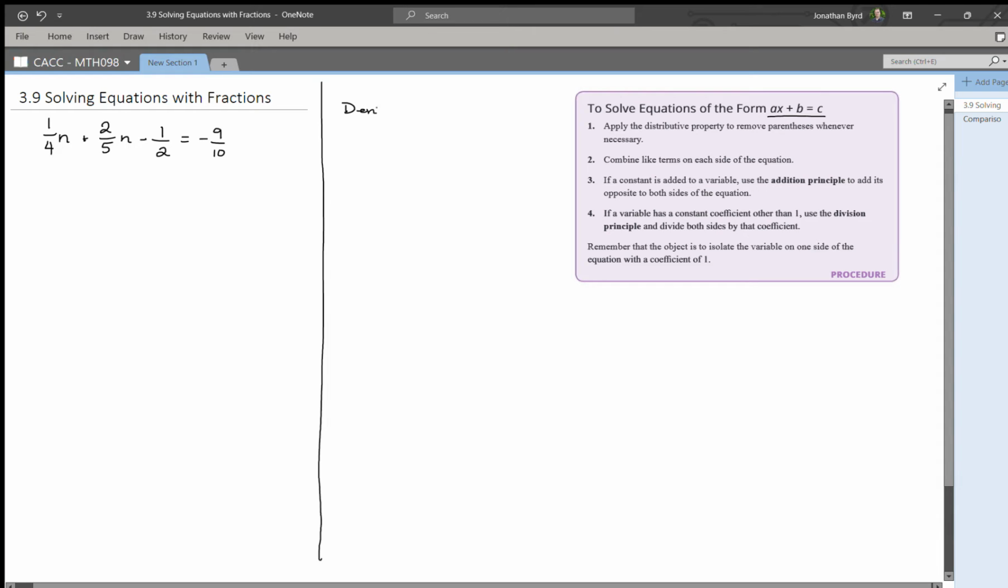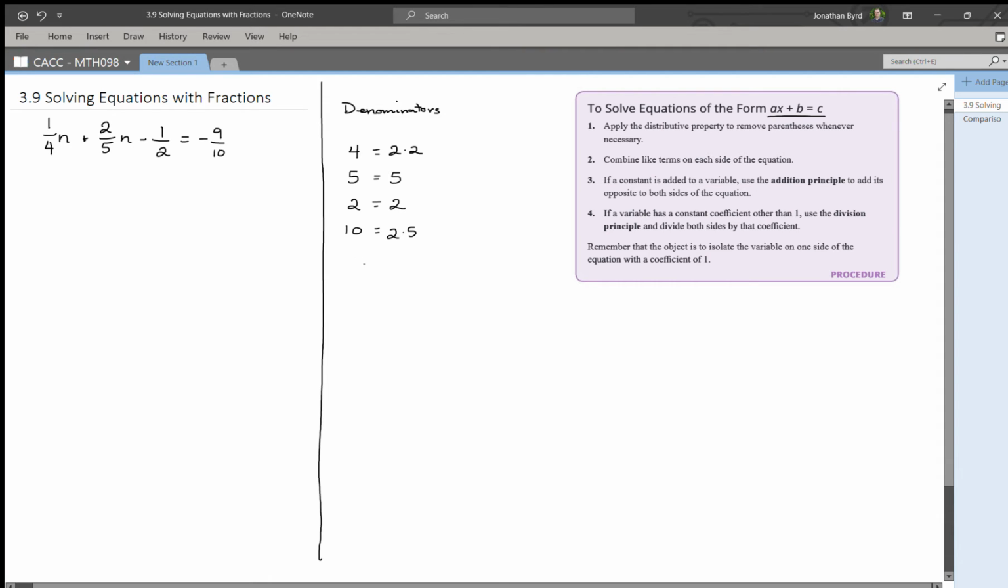So the denominators are 4, 5, 2, and 10. If I write out their prime factorization, well, 2 and 5 are prime, so their prime factorization is just the number itself. 4 is 2 times 2. And 10 is 2 times 5.